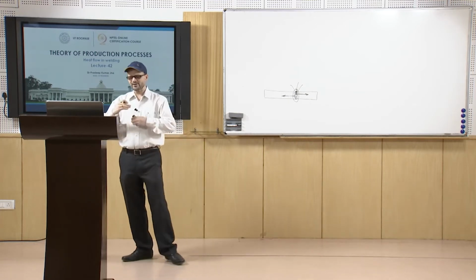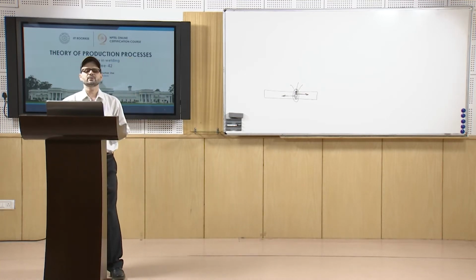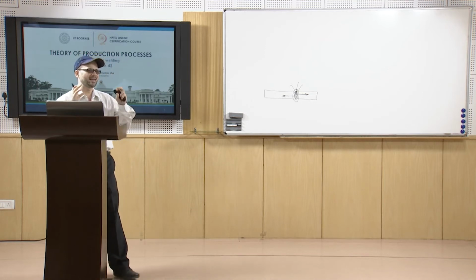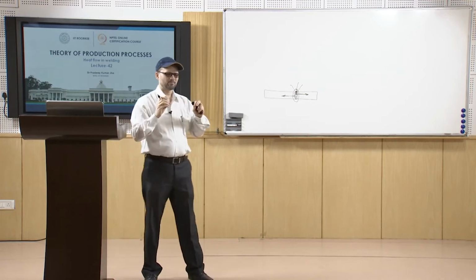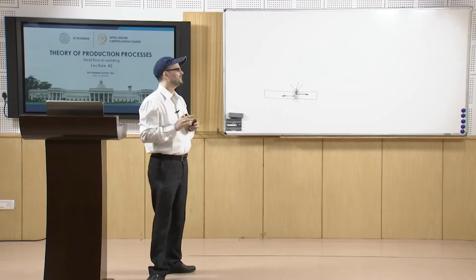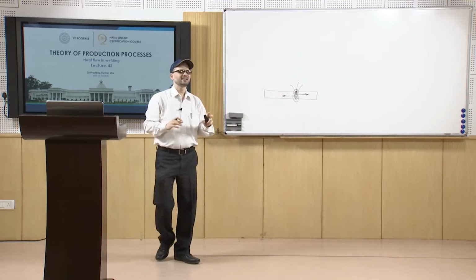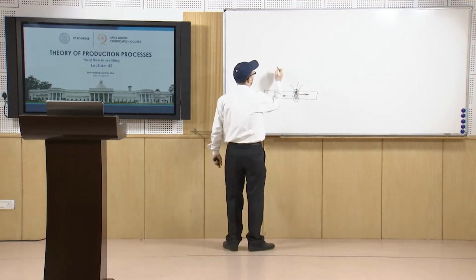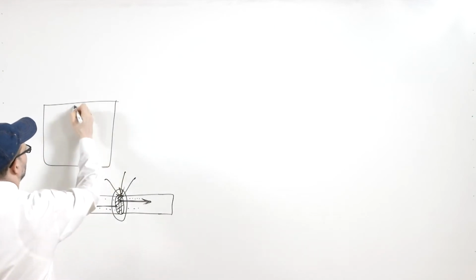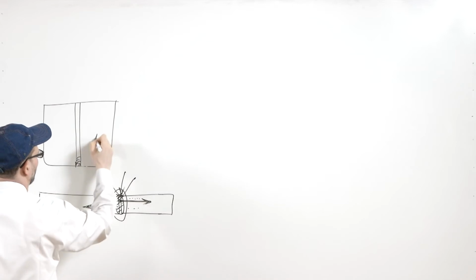Now, when we try to analyze this welding process, you can assume it as a conduction problem with a point heat source that is moving. So, you have two plates, suppose this is the plate, and you are doing the welding along this direction. So, this is your welding direction.